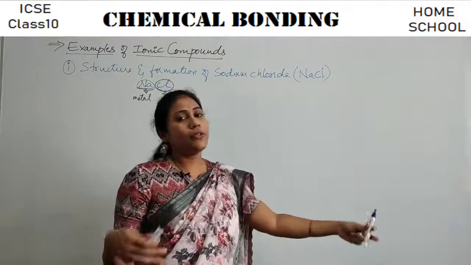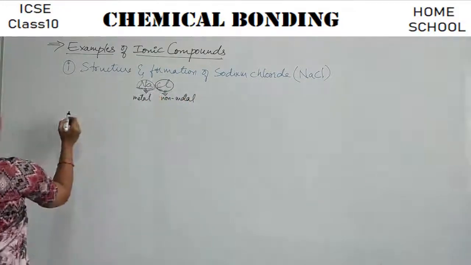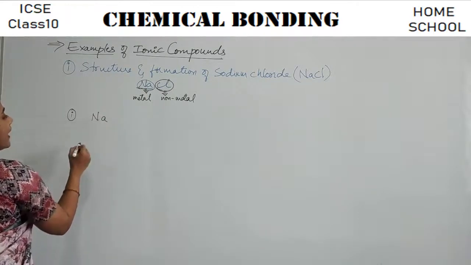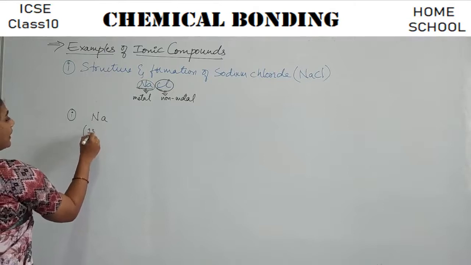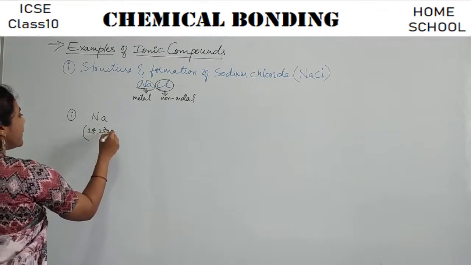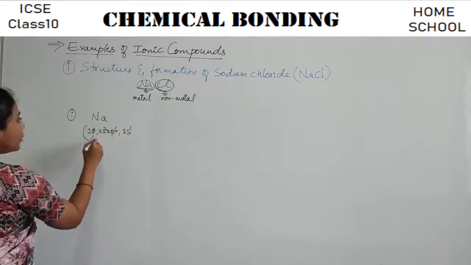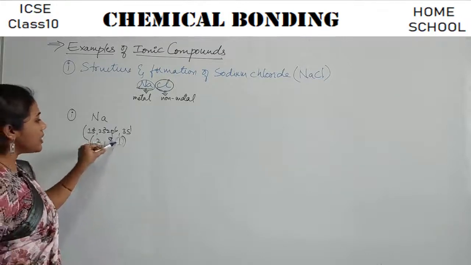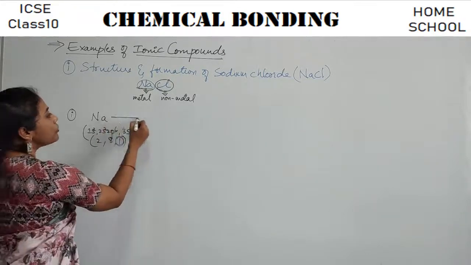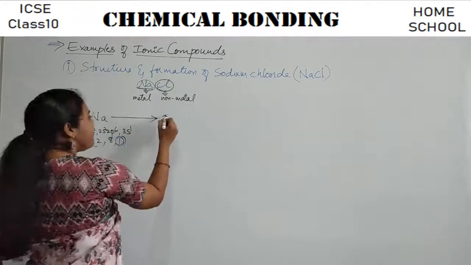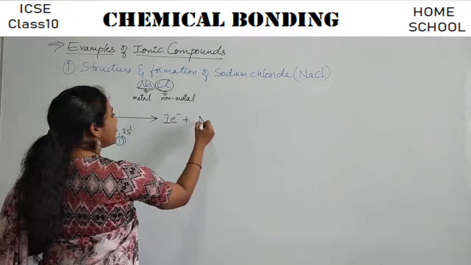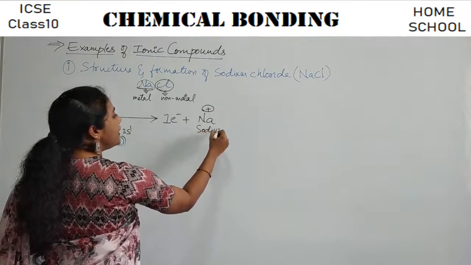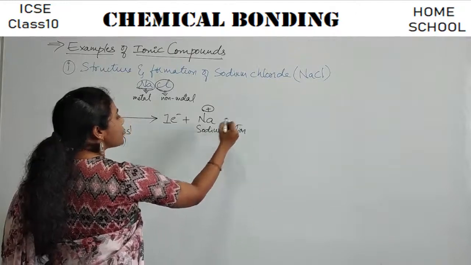Now let us see the formation of the sodium cation. Because it's a metal, it loses an electron, isn't it? So in the very first step, you have to indicate our sodium, with electronic configuration 1s2, 2s2, 2p6, 3s1, that is 2, 8, 1, unstable. So it will try to lose this particular electron. One electron it will lose and it will become Na plus. We call it the sodium cation.